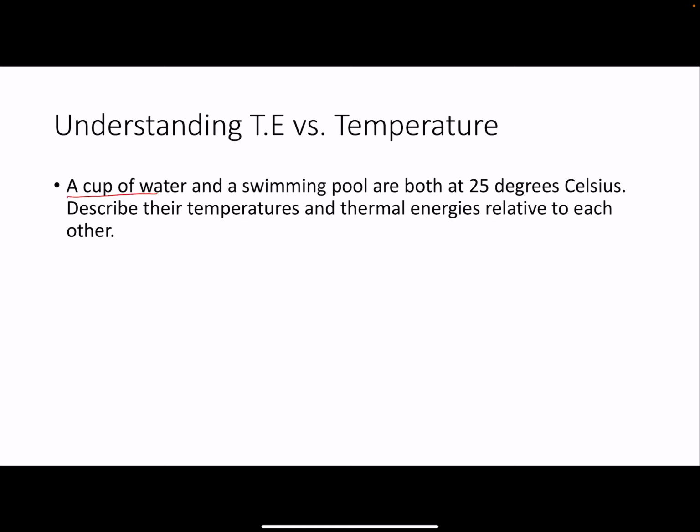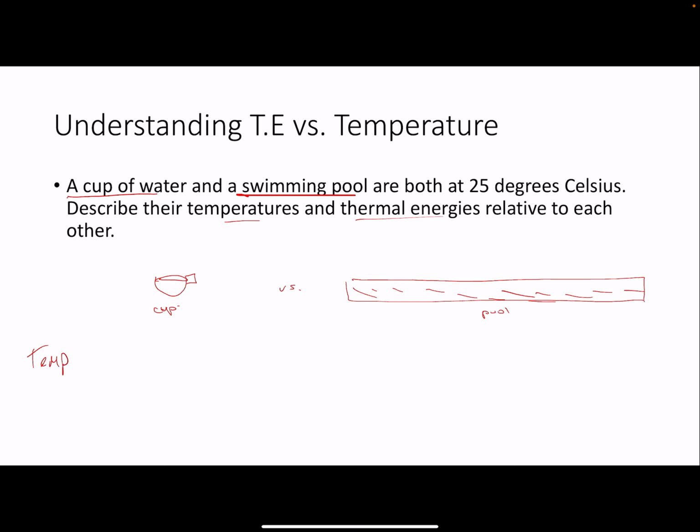A cup of water and a swimming pool are both at 25 degrees Celsius. Just assume it's a coffee cup, and we've got a pool over here. If you would like to pause and try this, describe their temperatures and thermal energies relative to each other. Which one has more, which one has less, or are they equal?